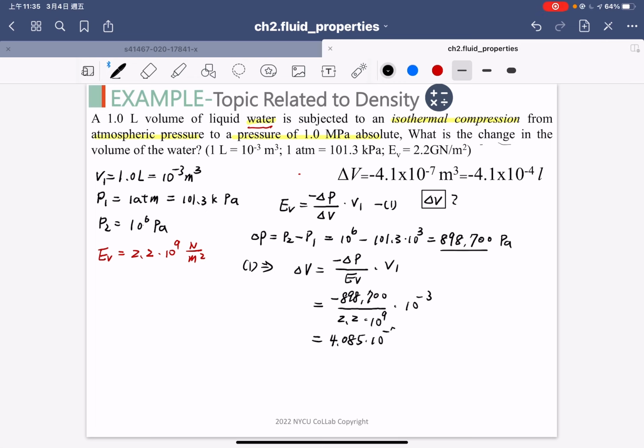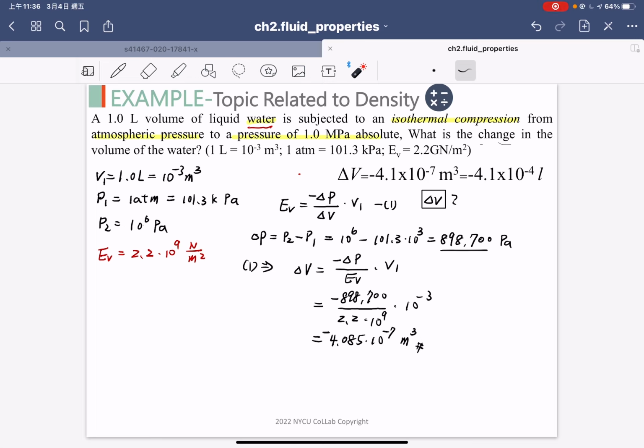10 minus 7 powers. And the unit, because it's a volume, is meter cubed, and we have an additional minus here because the volume becomes smaller after you do the compression. Okay, so this is our final answer. And you see the unit showing here is 10 minus 7. 10 minus 7 is quite small.